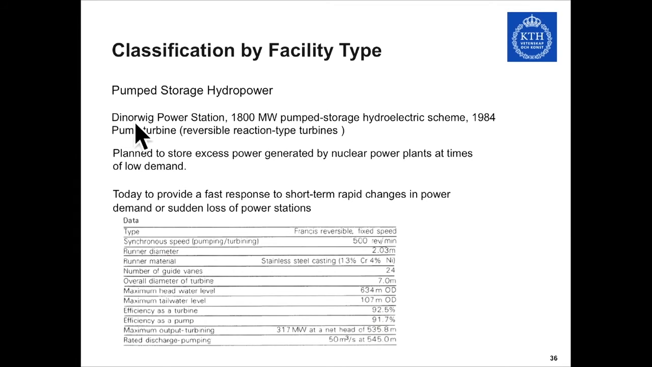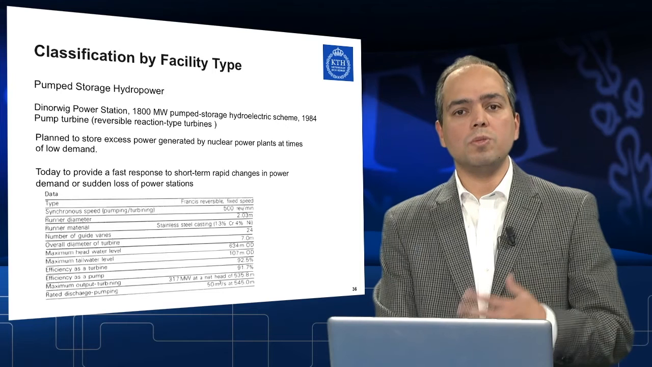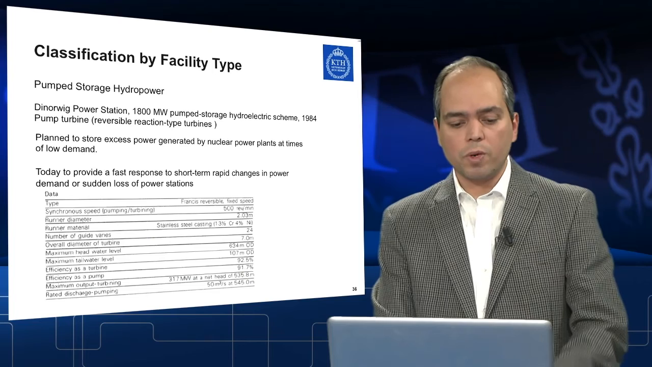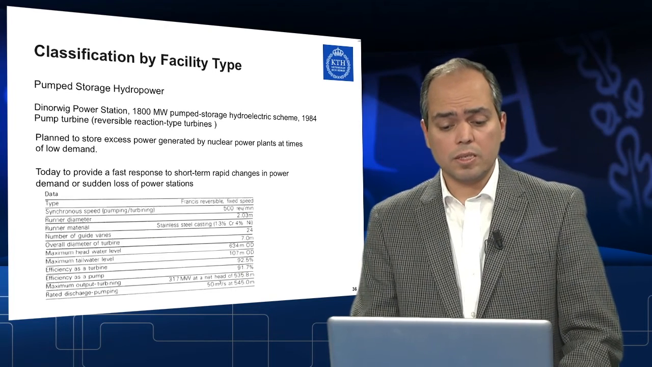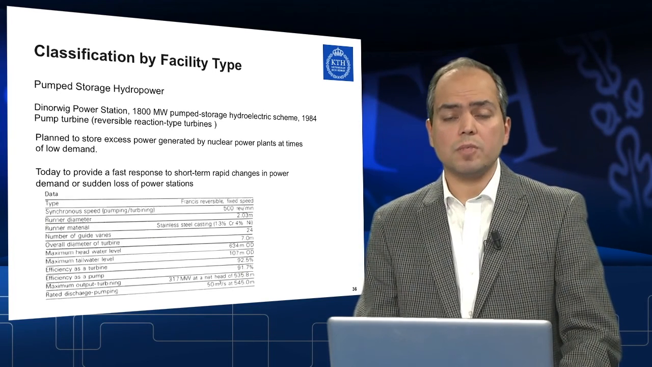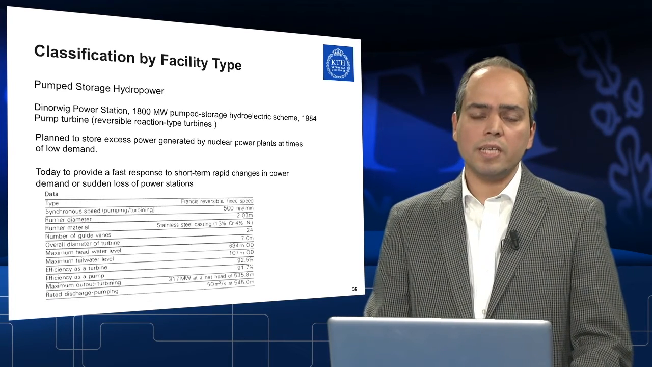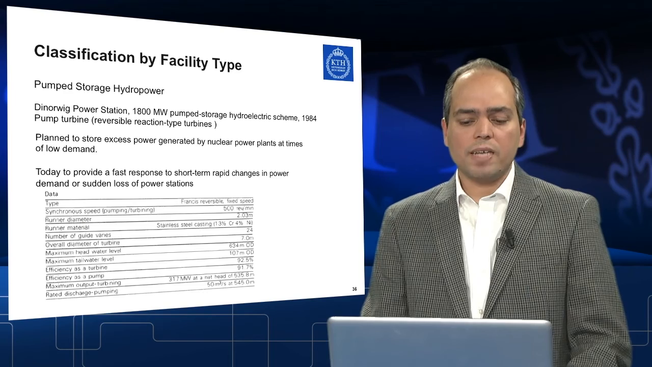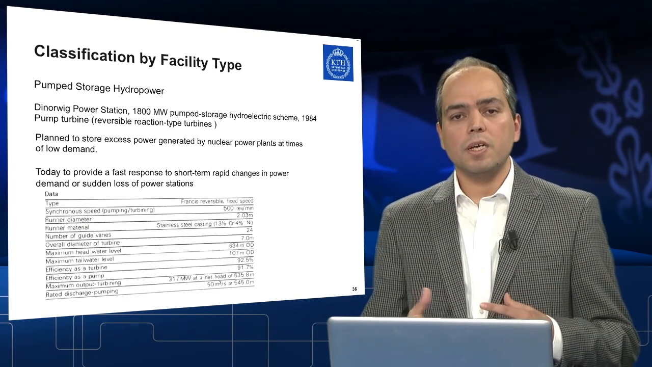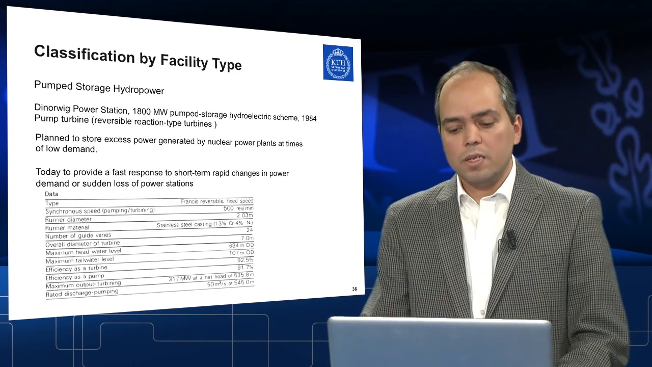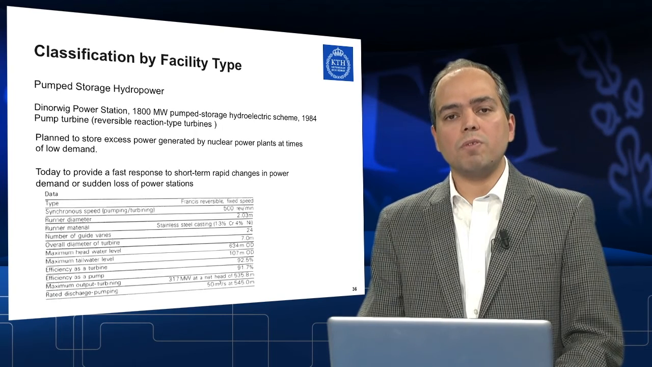So you could just go and see more information by yourself. You can look at the Dinorwig power station. It's in the UK, and you could see the scale is an 1800 megawatt power plant. And also at the same time, it could be used as a pump station to pump water. It was planned initially to store excess power generated by a nuclear power plant in the UK. And nowadays, it is used as a fast response to the very short-term changes in the power system.